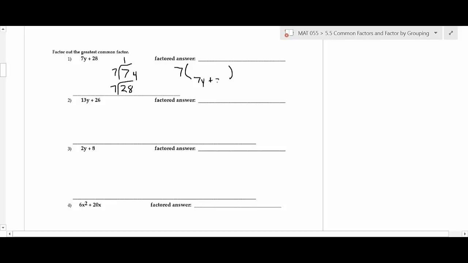So what I'm going to do is write down the problem I'm trying to factor, and divide everything by 7, because that's the common factor, and whatever I'm left with is what's going to go in the parentheses. That's just going to be a y, then 28 divided by 7 is 4, so the answer is 7 times y plus 4. What we've done is create a multiplication problem. Now, how do you tell you're right on this?